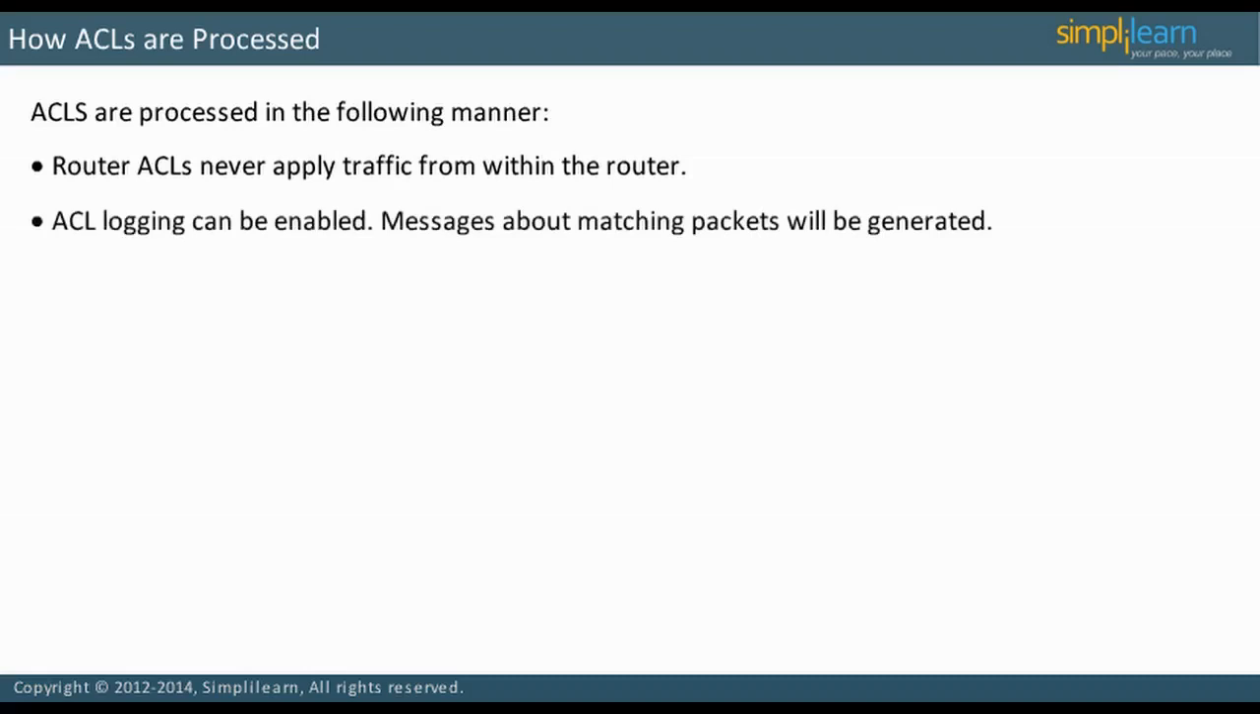ACL logging can be enabled. This means that messages about matching packets will be generated. In this case, packets are normally process switched. This is much slower than the default packet forwarding method, Cisco Express Forwarding. Therefore, using logging slows packet processing considerably. Use the log parameter only when absolutely necessary. In the following slide, let us focus on planning ACLs.